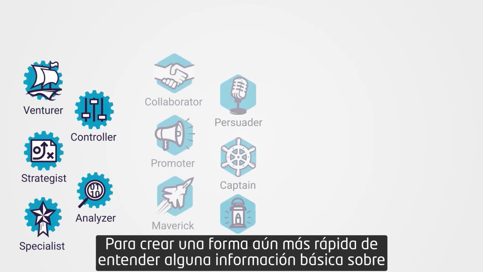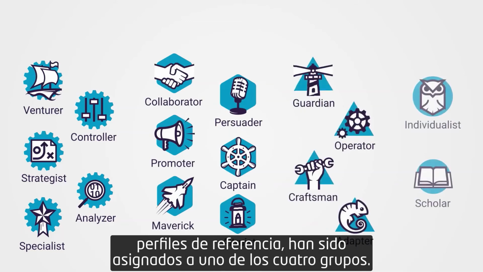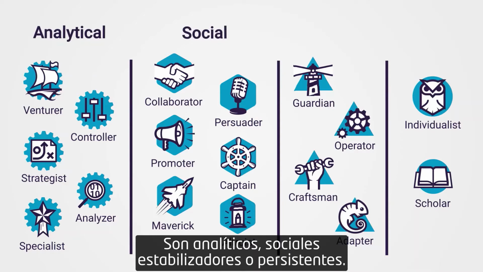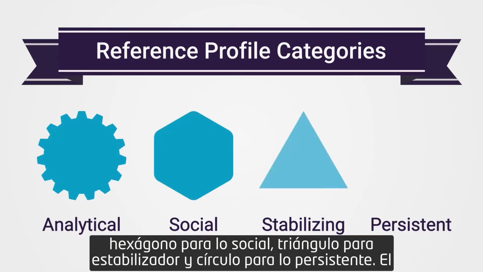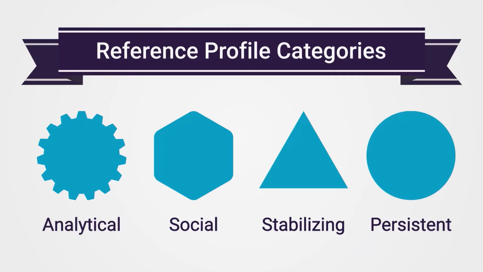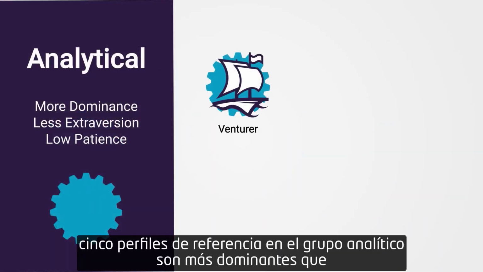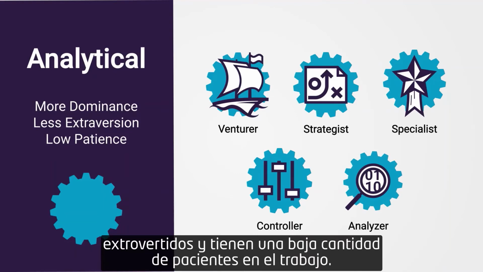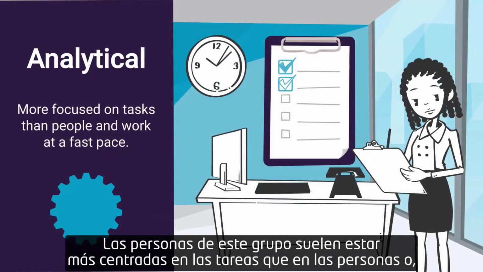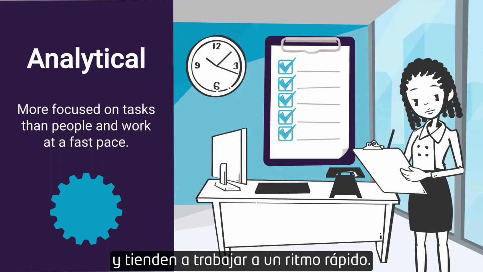To create an even faster way to understand some basic information about reference profiles, they've been assigned one of 4 groups. They are analytical, social, stabilizing, or persistent. Each group is represented by a different shape: a gear for analytical, hexagon for social, triangle for stabilizing, and circle for persistent. The 5 reference profiles in the analytical group are more dominant than extroverted and have a low amount of patience. In the workplace, people in this group are generally more focused on tasks than people or relationships and tend to work at a fast pace.